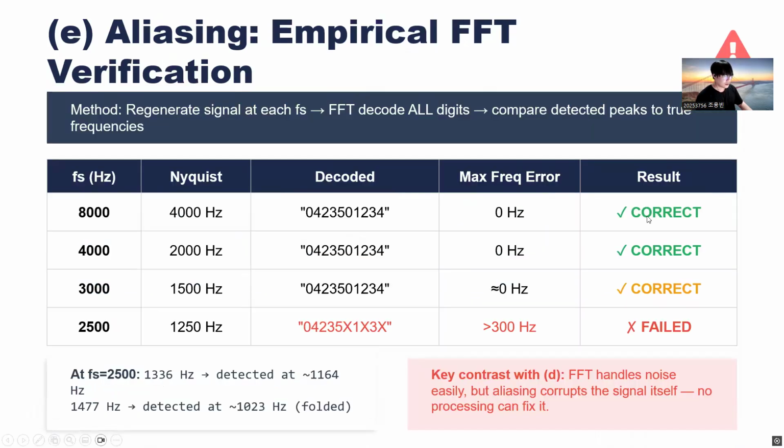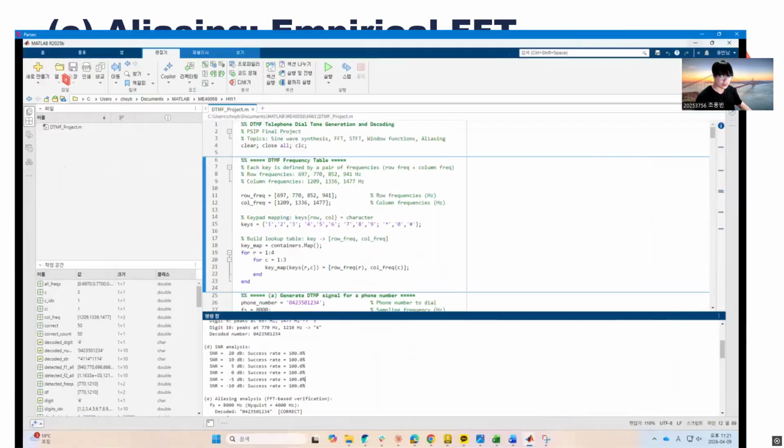After that, I tried to look at aliasing by changing the sampling rate from 8,000 hertz to 2,500 hertz. And if you look at the result, until 3,000 hertz, the decoding result was correct, but under 3,000 hertz, the aliasing occurred and you weren't able to find the correct phone number.